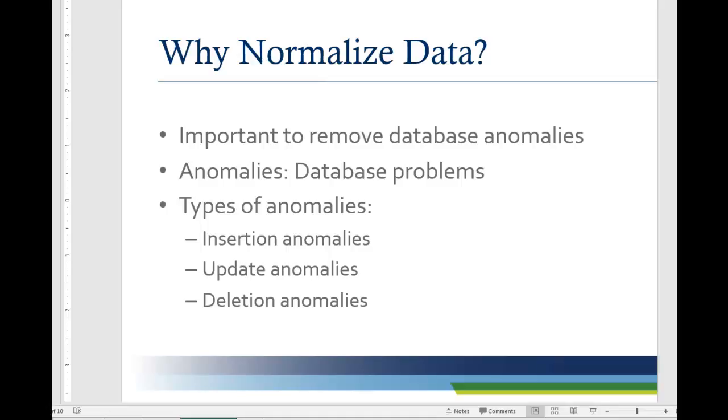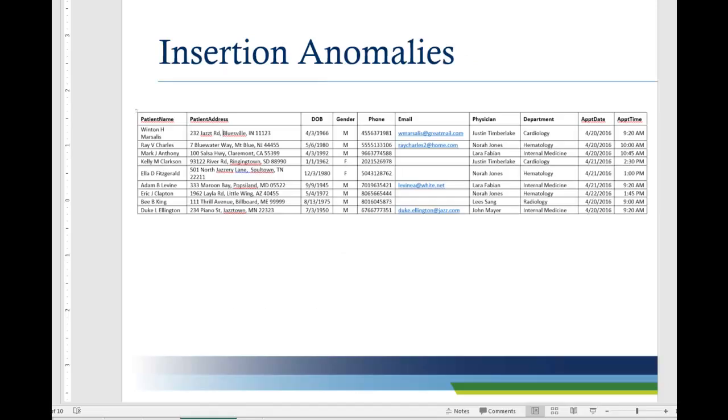Anomalies are database problems that arise from the way the relationship between tables are defined. There are three types of anomalies: insertion anomalies, update anomalies, and deletion anomalies. And insertion anomalies occur when you can't enter certain information.